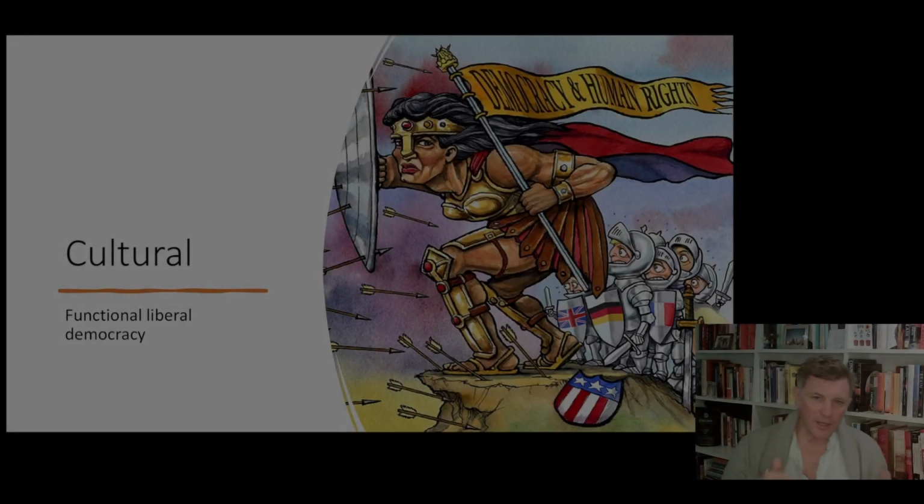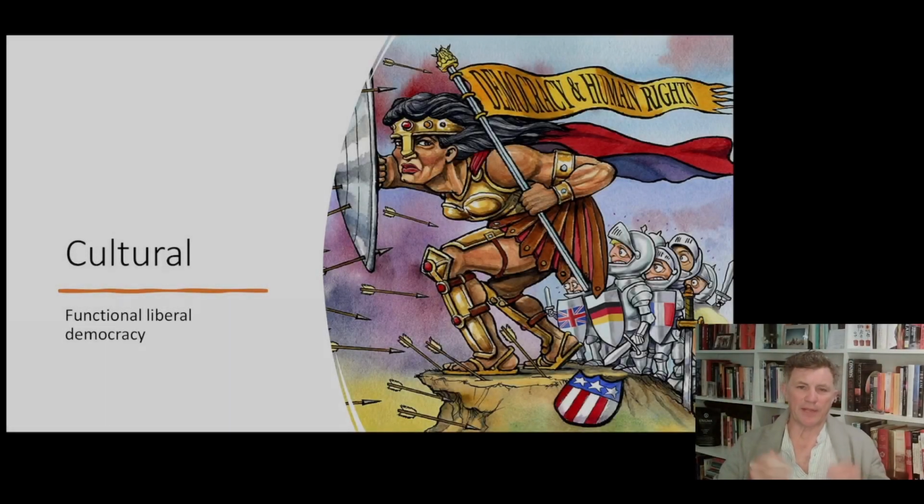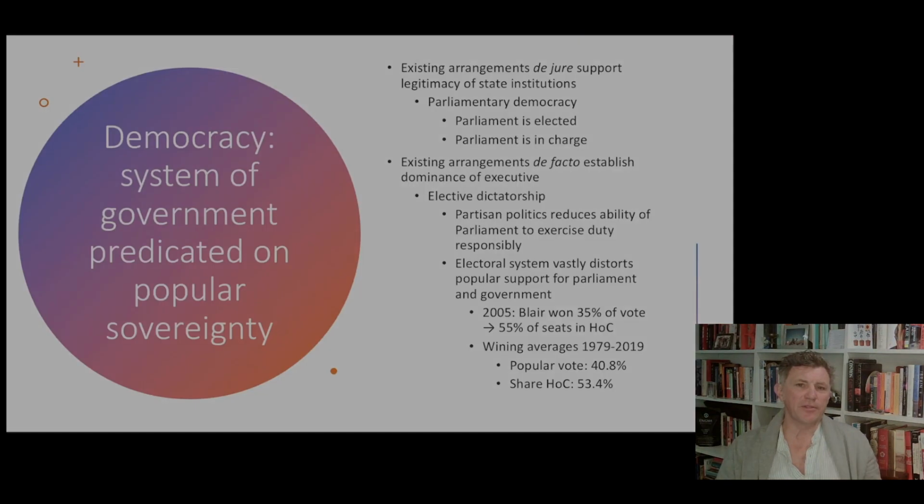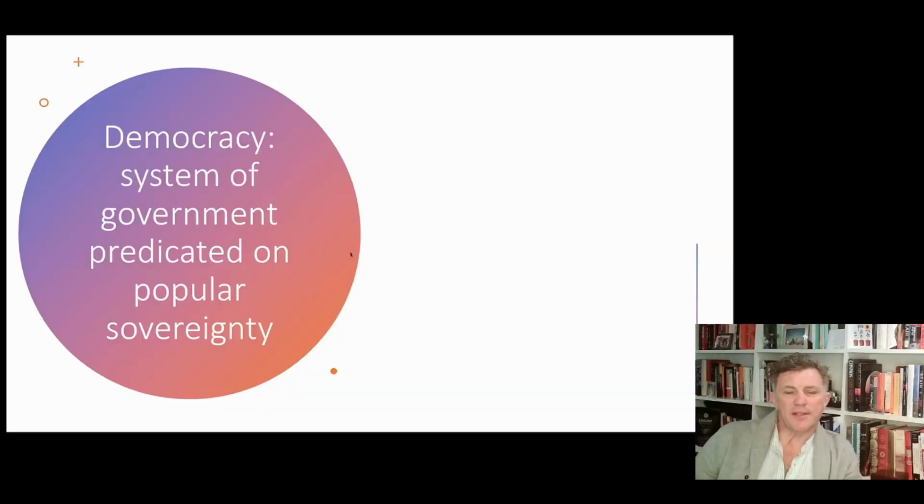Okay, let's move on to the cultural round. And again, this is what happens when we take the concepts that we've been discussing and release them into a wider social context. And the way I've chosen to look at this is from the position of a functional liberal democracy. Right, so it's worth reminding ourselves at this point that democracy is a system of government predicated on popular sovereignty. And I do apologise to those poor subjects in my classes who have had to endure that for a long time. But yeah, there you go. If you know a better definition of democracy, by all means let me know.